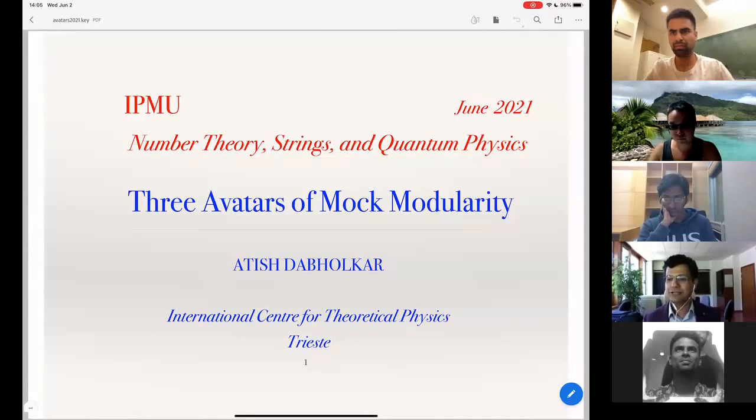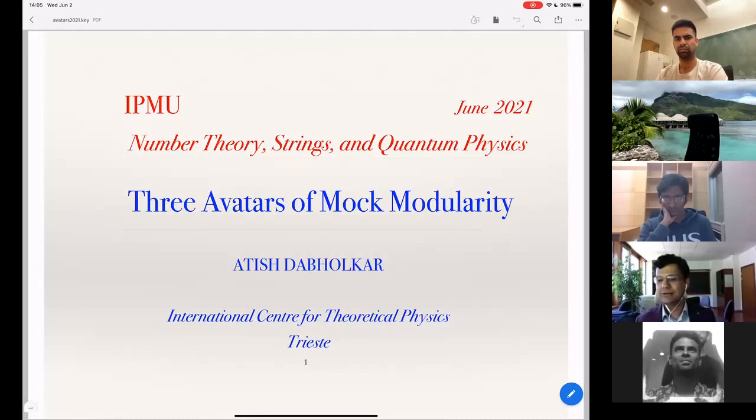So I think we now understand both how mock modularity appears in physics and what the physical explanation of that mock modularity is. So the take-home message is that mock modularity is related to non-compactness of the path integral, or of the manifold, and things like that. Okay, so I hope I can give you some sense of this.